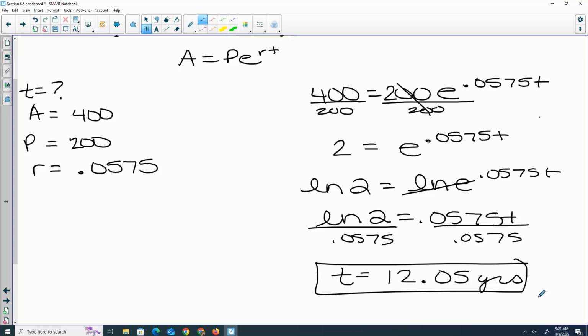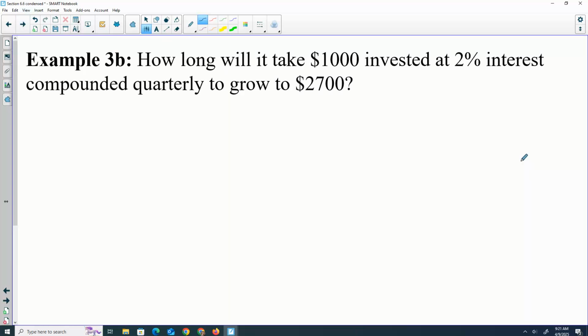Questions on that? And the 200 and 400, we just made up those numbers because it said it had to double. So you could make up whatever number you wanted for P, your starting amount, and you just double it to get your A. So if you started with $10, you would end with 20. If you started with $50, you would end with 100. One more interest one.